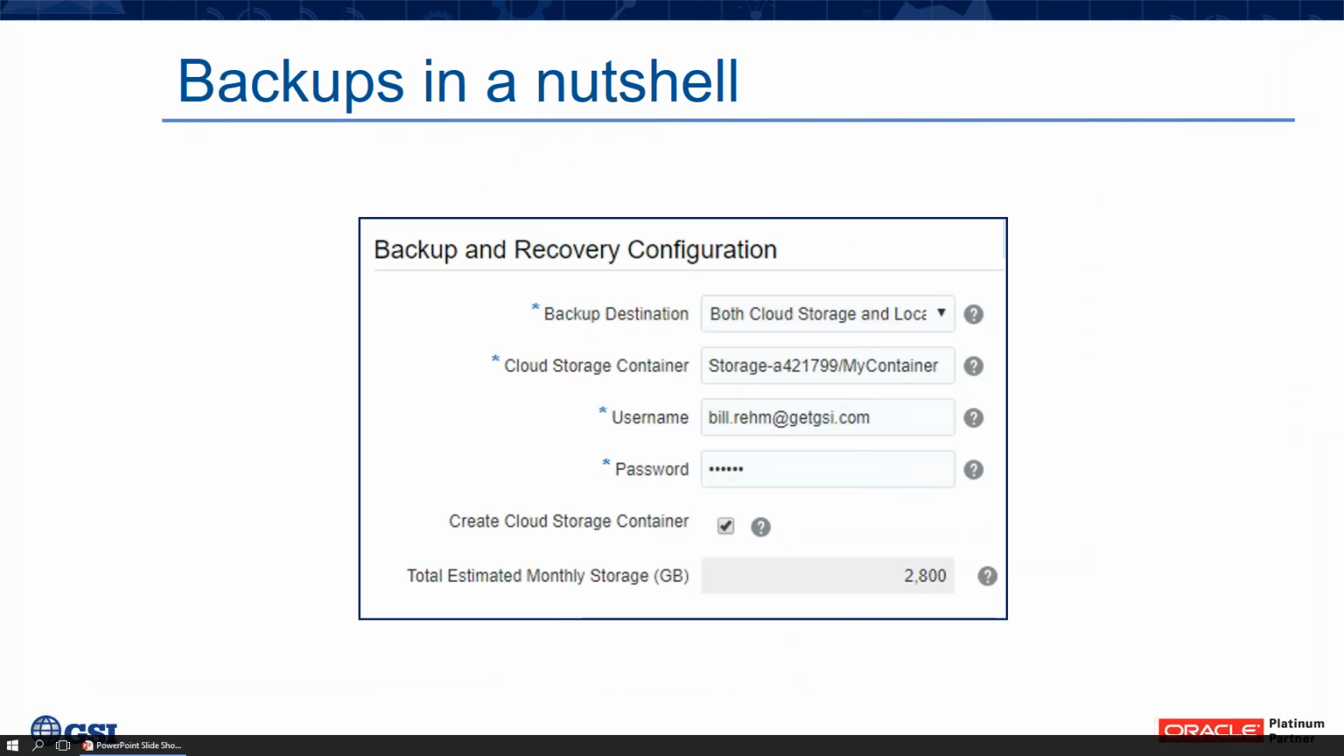Now, if you want backups, you will need to have a container for them. You create a backup container in the same way we did earlier, or would have done earlier for the hybrid DR. Now, don't be confused by the cloud storage container box above and the create cloud storage container box below. Checking that box below only creates what you need in your pre-built container, but it doesn't create it for you. So I know that's a little weird, but that's how it works.